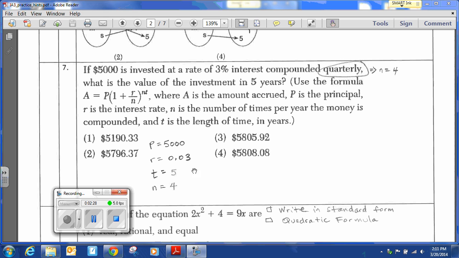Number 7, I've written down all the given information. Quarterly is tricky here. That means 4 times a year. So n in the formula is the number of times a year that the interest is compounded. Now remember that the interest rate needs to be written as a decimal, and everything else is here, so just plug it in the calculator exactly as you see it to get your final answer, which is the result in 5 years, how much money that has turned into.